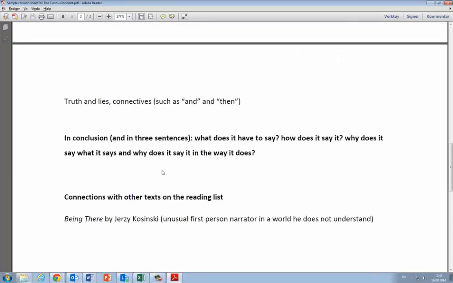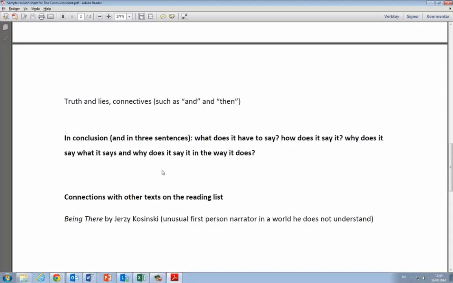Now, I haven't filled out the next part, the in conclusion, because I think that's for you to decide for yourselves. And you need to ask yourselves then, how can I answer these three questions very simply? What does this book say? How does it say it? And why does it say what it says and in the way that it does? Because no matter whether it's a close reading or a comparison, these are the questions that in some form you will be expected to answer. To have a clear line on that in relation to each text will be very helpful for you.